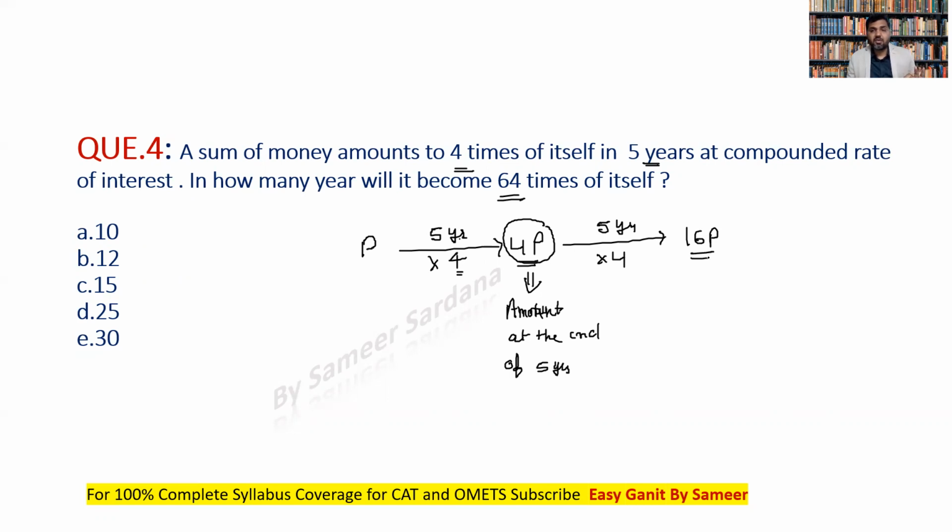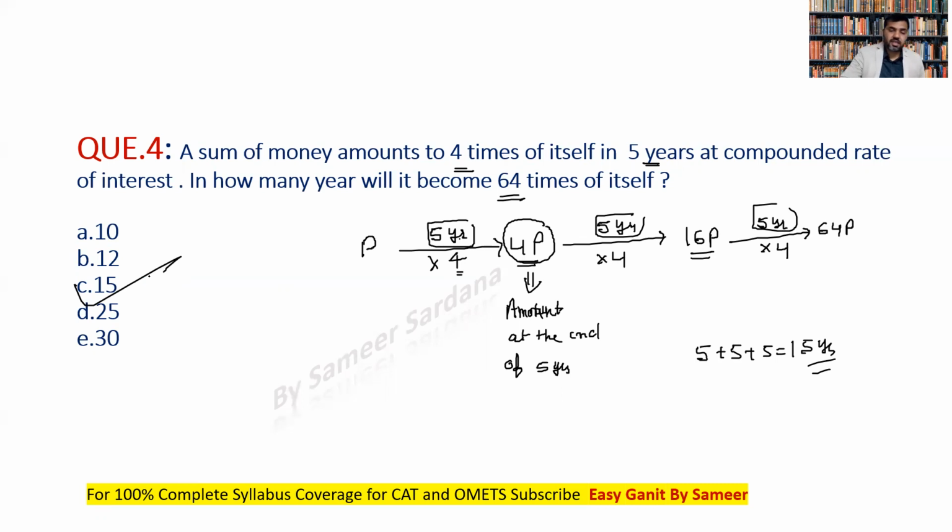Now, this is the amount at the end of 10 years. This will again become 4 times of itself in the next 5 years. So it will become 64 times of itself, right? So how many years is it taking totally? 5 plus 5 plus 5. Total, it will take 15 years to become 64 times of itself, right? So this is how you can solve the question directly.